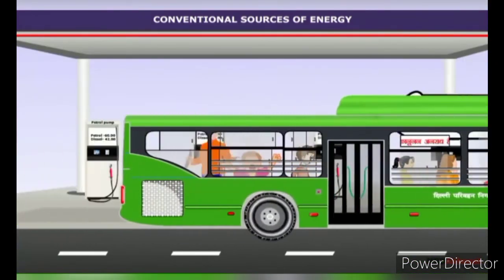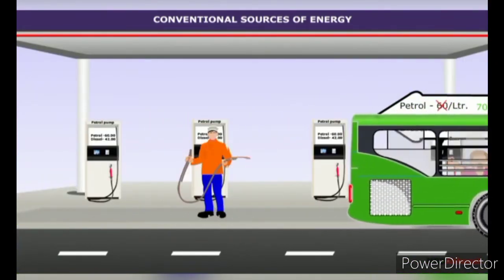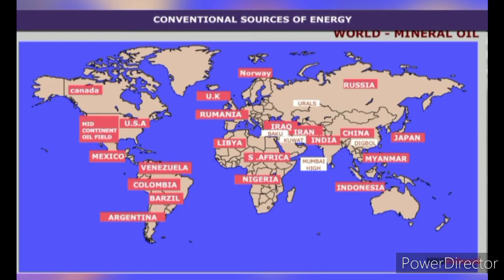The main mineral oil reserves are found in these countries: Mexico, Russia, Venezuela, Libya, Nigeria, and the Gulf region. They together account for 90% of world's known reserves. Other countries having substantial reserves are the USA, UK, and Norway.